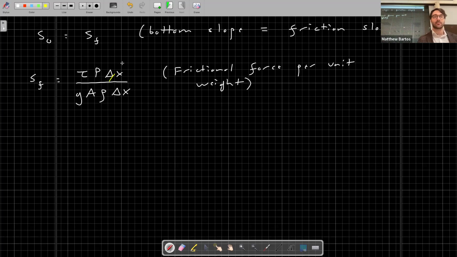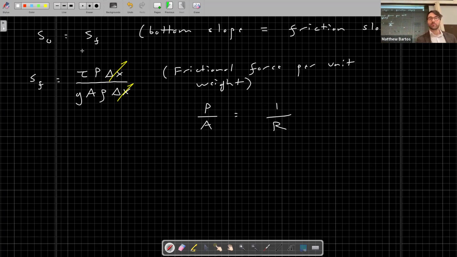So let's cancel out these delta X terms here. And notice that we have this term here, P over A. So what's another way that we can express P over A? Remember that A divided by P, the cross-sectional area divided by the wetted perimeter, is equal to what? It's equal to the hydraulic radius. So the hydraulic radius is defined as the cross-sectional area divided by the wetted perimeter. So P over A is 1 over R.